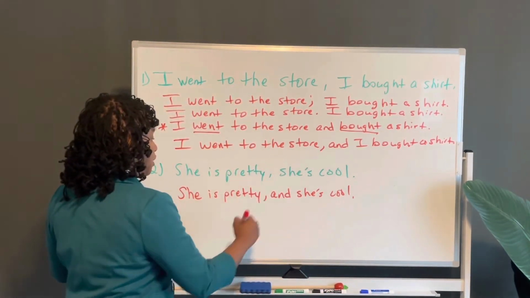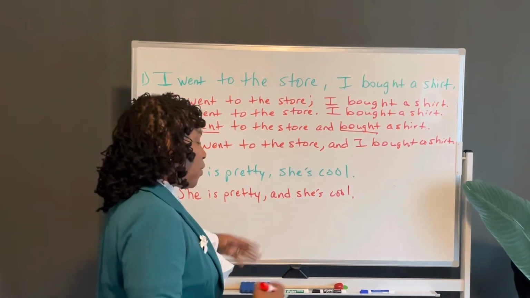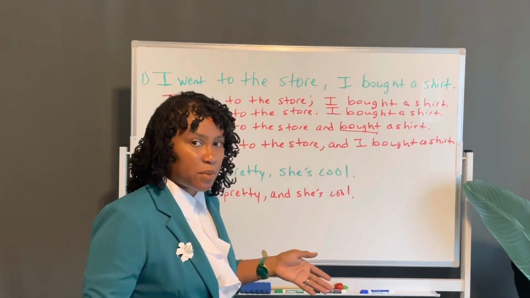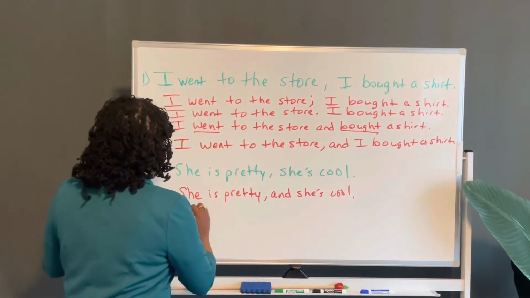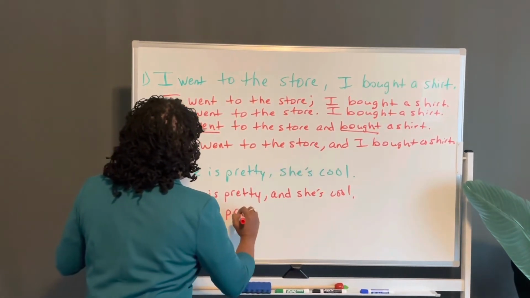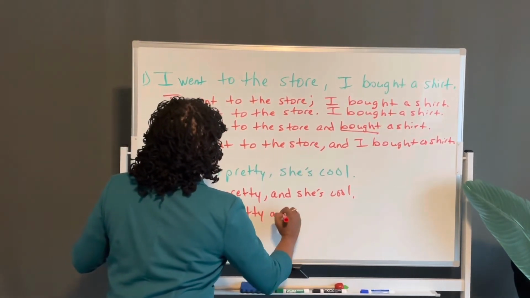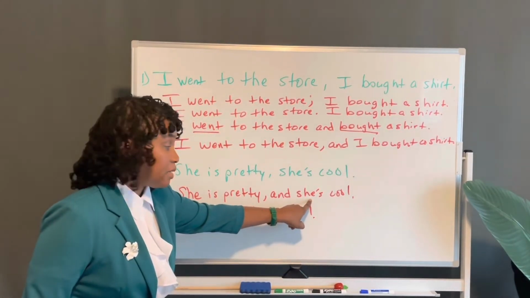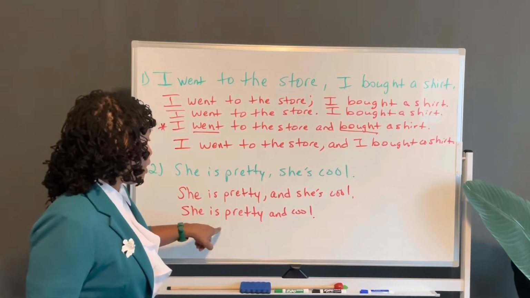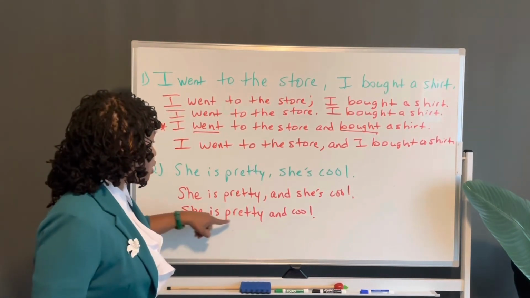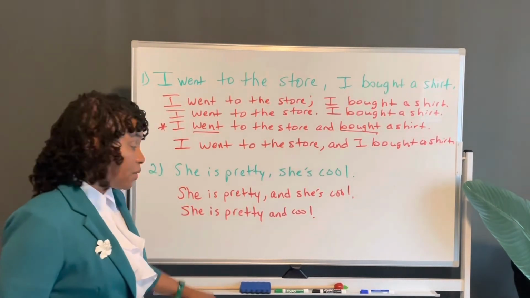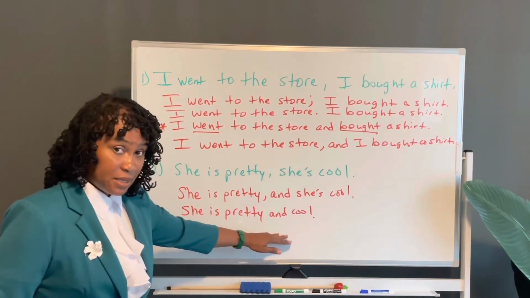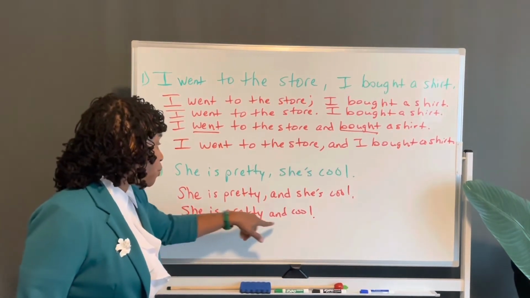She is pretty and she's cool. Now, what if I don't want to put a comma? What if I just want a simple sentence? Then I just write, she is pretty and cool. You see, I took out the subject she, and I took out the verb is. She is pretty and cool. I simplified the sentence. Okay? So, she is pretty and cool.